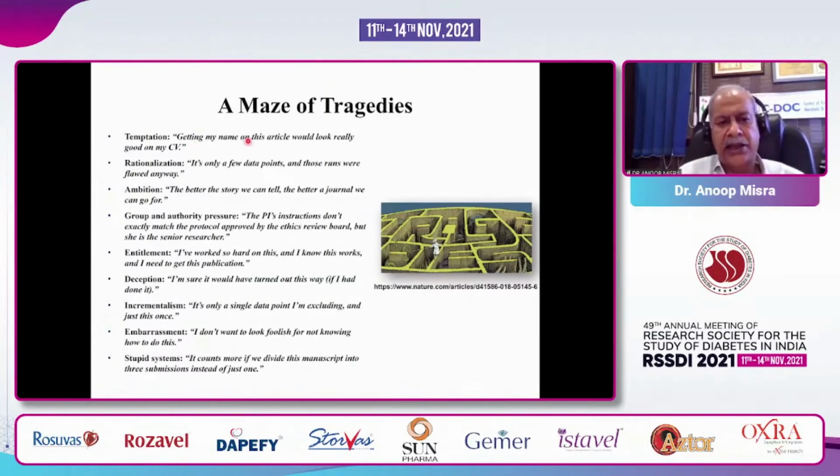Temptation: getting my name in this article would look really good on my CV. Rationalization: it's only a few data points, and those runs were flawed anyway. So you can rationalize anything. Ambition: the better the story we can tell, the better a journal we can go for. Group and authority pressure: the PI's instructions don't exactly match the protocol approved by the Ethics Review Board, but she's a senior researcher. Entitlement: I worked so hard for it, I know this work, and I need to get this publication. Deception: I'm sure it would have turned out this way if I had done it. He didn't do it. Incrementalism: it's only a single data point I'm excluding, just this much.